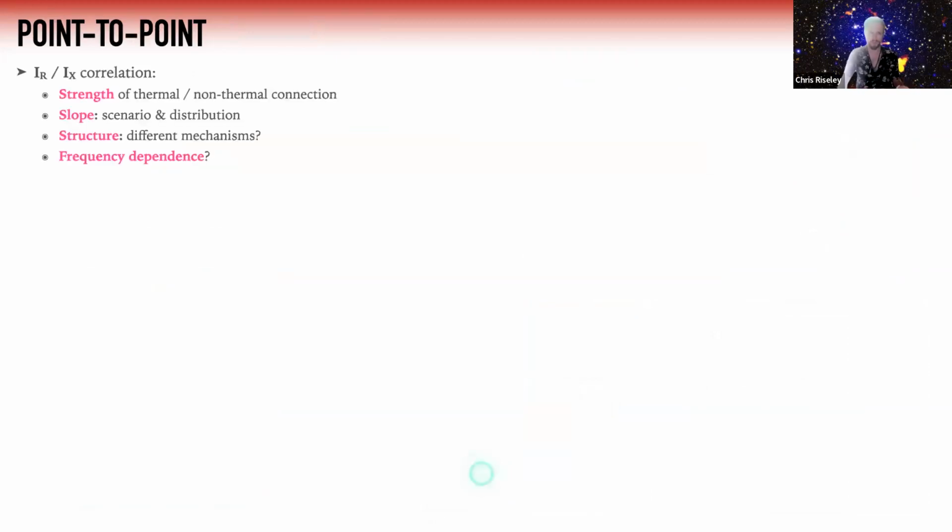I just want to quickly remind you that the strength of the correlation is what we're interested in because it tells us about the strength of the connection. The slope tells us about the particle acceleration mechanism and the distribution of thermal and non-thermal components. The structure tells us about perhaps having different mechanisms in different areas. And the frequency dependence, well, is that expected for mini halos? This is something that is a completely unknown field, realistically, until this census came along.